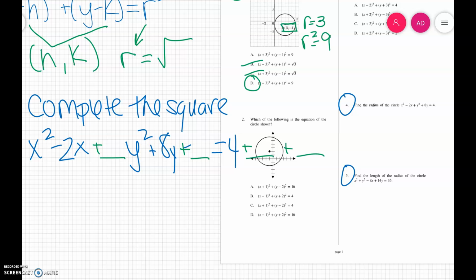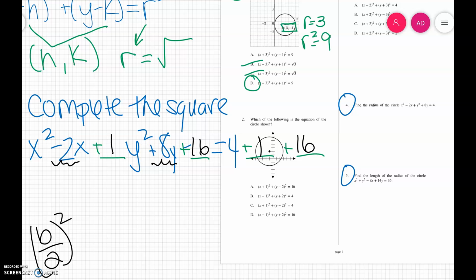These are going to be two different numbers because it depends on the b. So to complete the square, we take half of the b and square it. So if we take 2, half of it and square it, we get 1. We're going to add that on the other side as well. If we look at 8, we take half of 8, which is 4, and square it, we get 16.